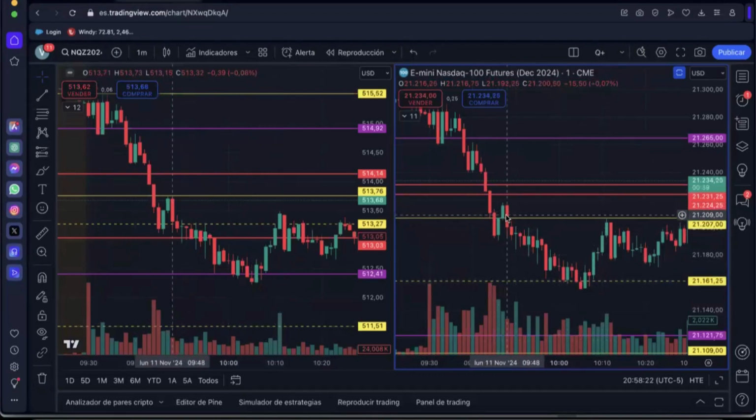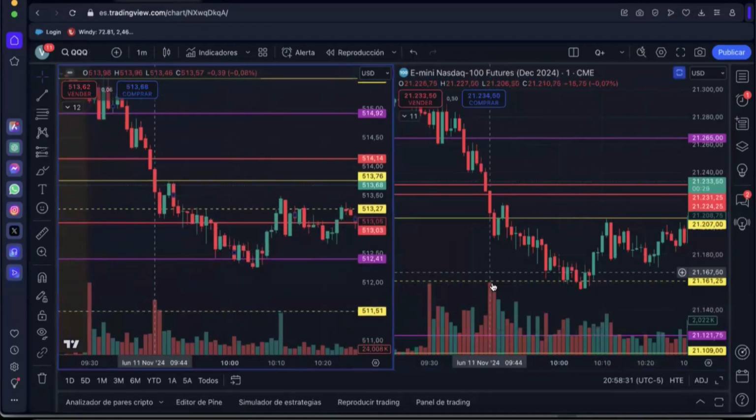Bouncing from yellow to yellow, because we are matching here. You see, we are matching this one here with this one here. You see the importance of the 4-hour volume?